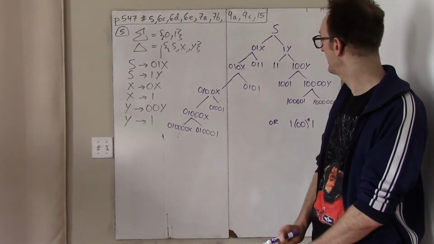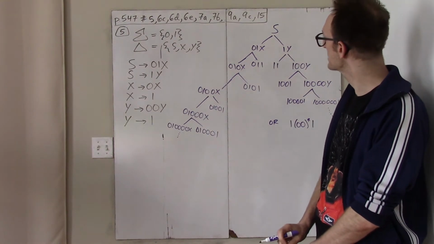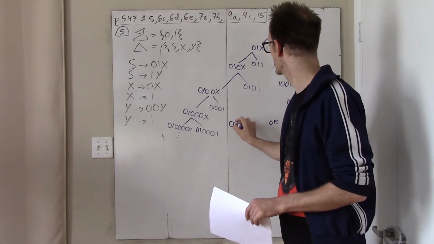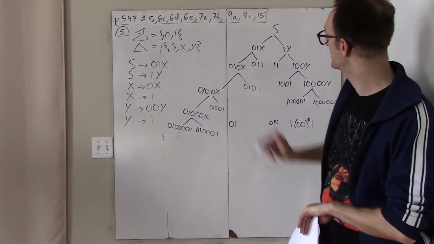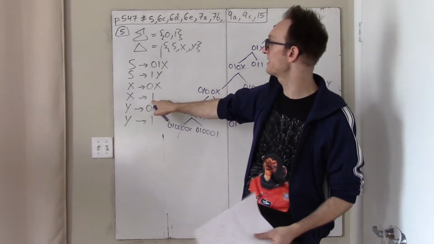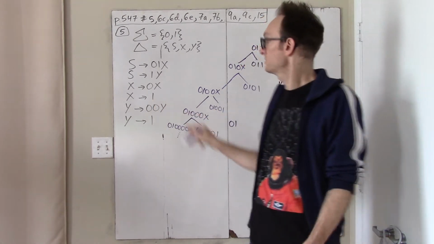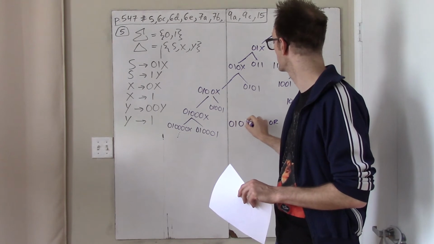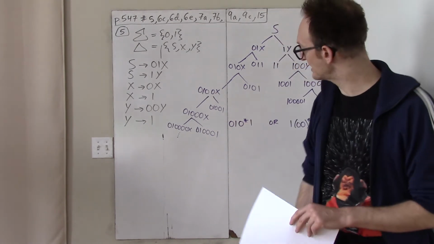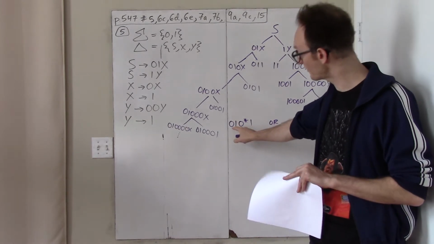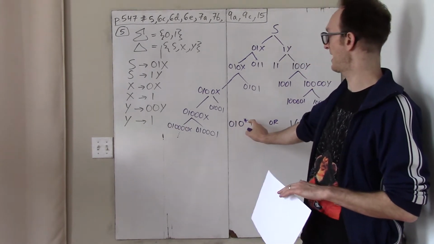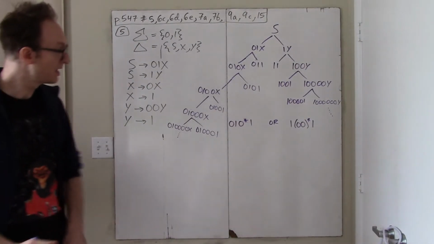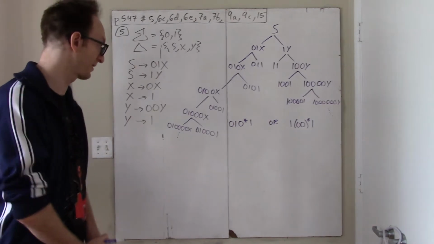The other option is that the string starts with a 01, and then it's definitely going to end in a 1, because that's the only way the X non-terminal ever terminates. But now there are some number of zeros in the middle: 01 0* 1. So basically the string either begins with a 0 and a 1, some number of zeros and a 1, or it begins with a 1 and some even number of zeros followed by a 1.